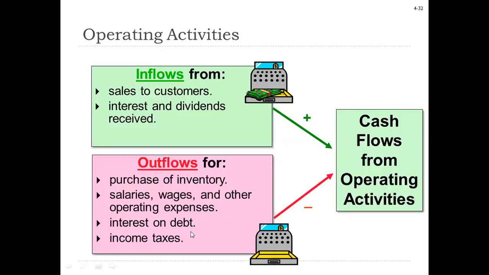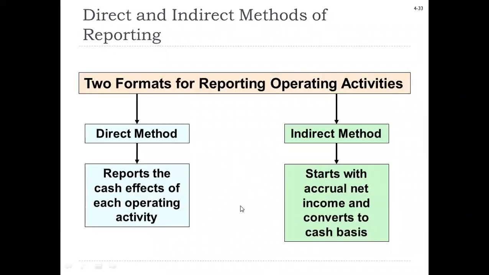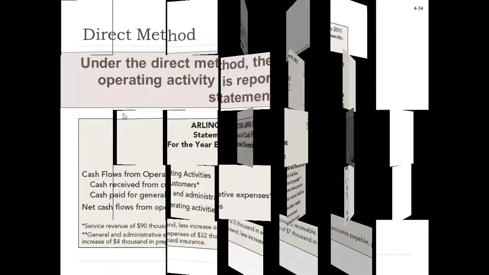So think of operating activities as inflows and outflows for their normal day-to-day operations. We're going to get into this in more detail in a subsequent chapter on the statement of cash flows. But just be aware for now, there are 2 different methods for reporting operating activities, the direct and indirect methods. We'll get into the details of that in a subsequent chapter. So let's skip all of this for now.